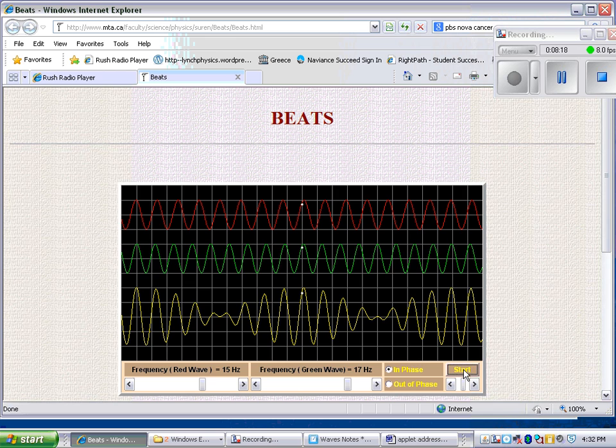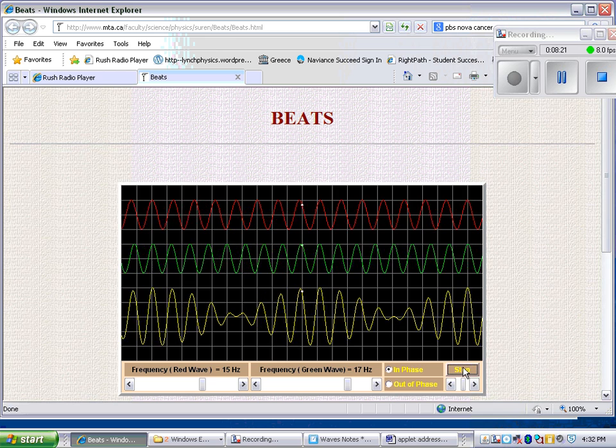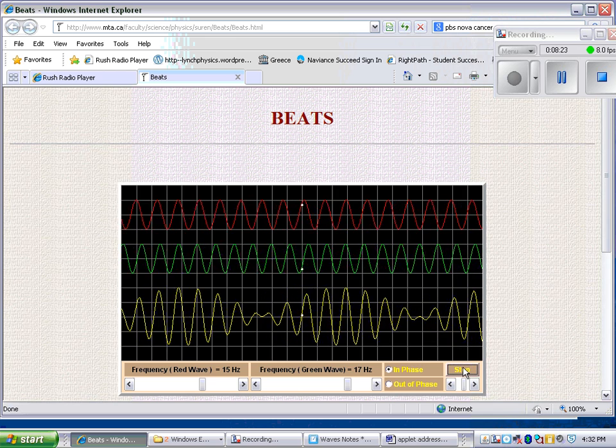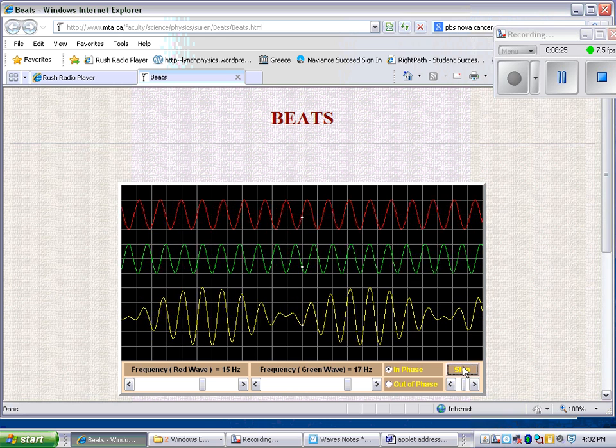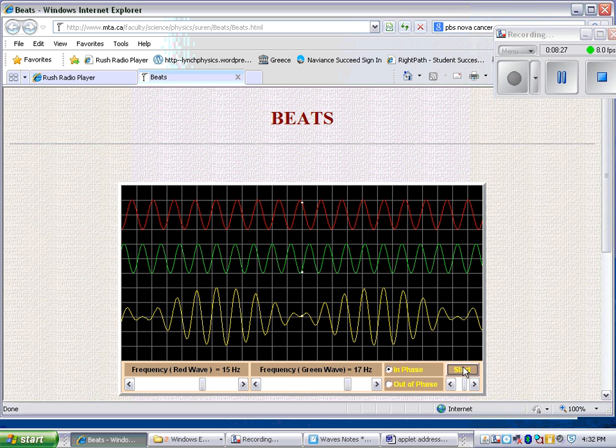Okay, but then if I allow it to continue on, since they're out of phase, they're not going to stay together. Eventually, they're going to get out of phase with each other here, and this is at a crest, this is at a trough, and they're wiping each other out. So it would be quiet. So as time went on, it would get loud, then quiet, then loud, then quiet again.